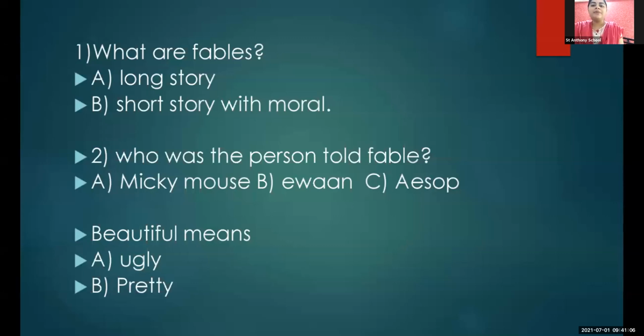Now children, tell me, what does the word beautiful mean? Pretty or ugly? A or B? Beautiful means B, that is, pretty. And ugly means not looking good. Yes, pretty. Absolutely right, Abdul. Good.